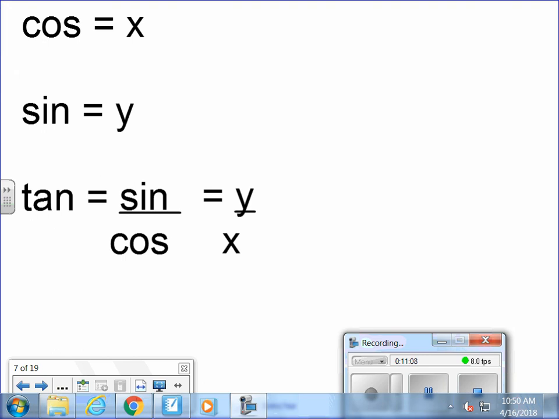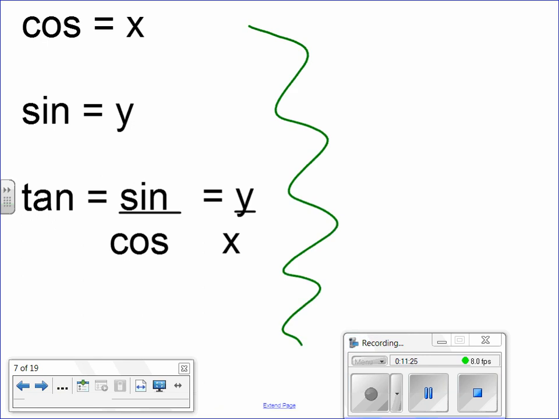You are going to need to know that cosine is an x value, sine is a y value, and tangent is a y over x. So, for example, they're going to have you use your unit circle to answer questions like this. Tell me what cosine of 45 is. So you'll just head to 45, you'll point to it with your little finger, and you'll grab the x value, because cosine means x value.